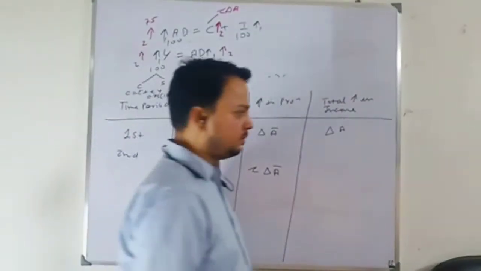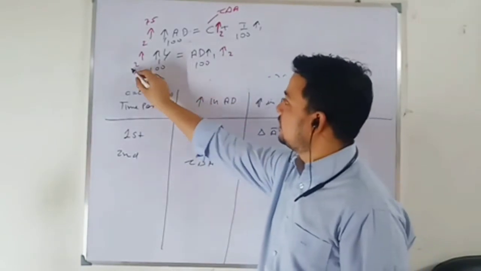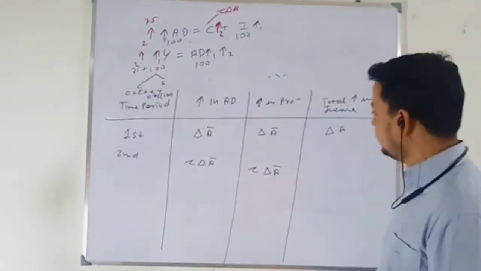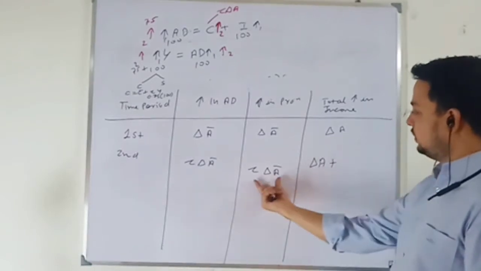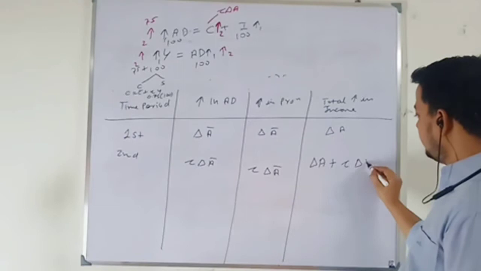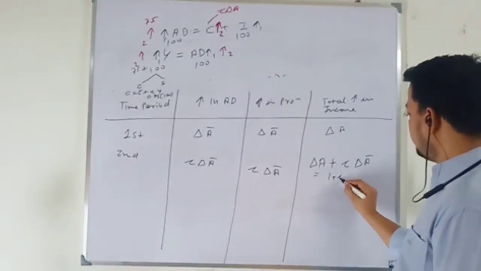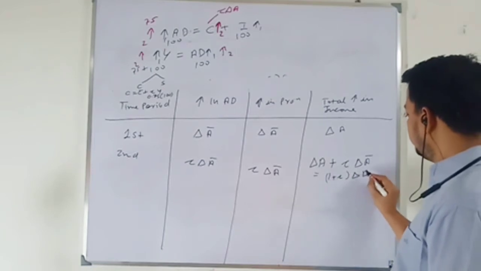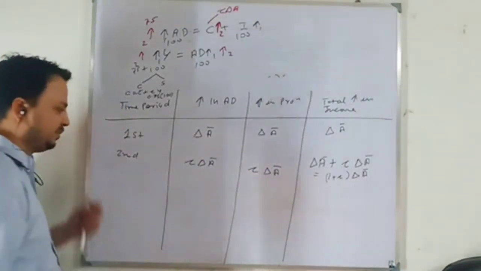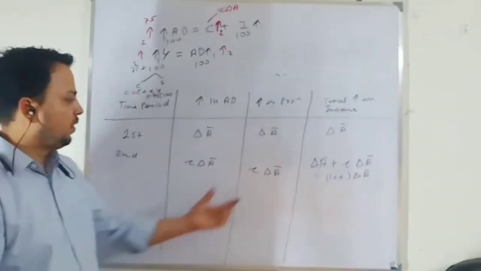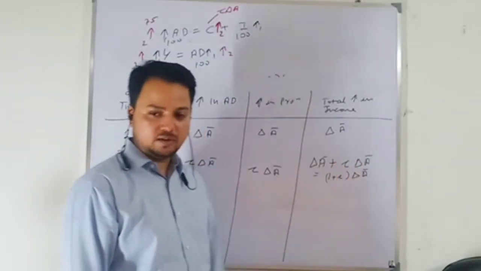How much is the increase in income? In the first round, it increases by how much? 100. Then it increases by 75. So add it. In the first round it increases by 100 plus this 75, which is 1 plus small c times delta A bar. Now again, when production takes place, this much is the increase in income: small c, change in A bar.